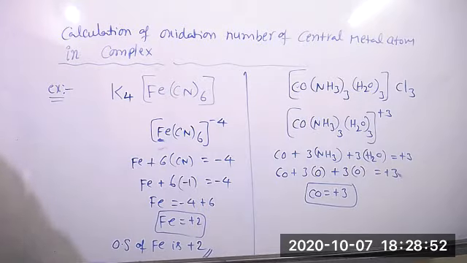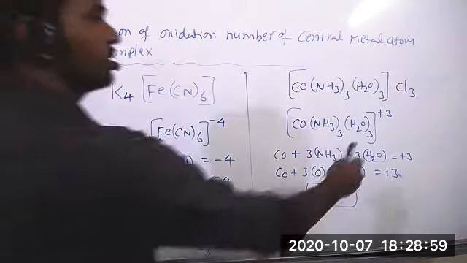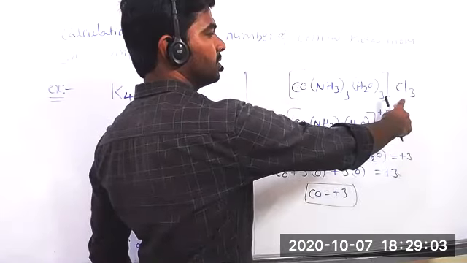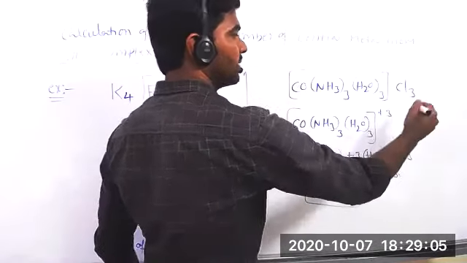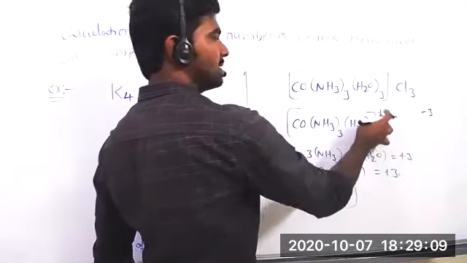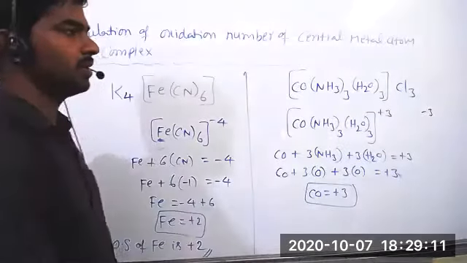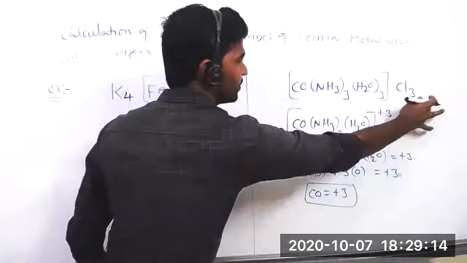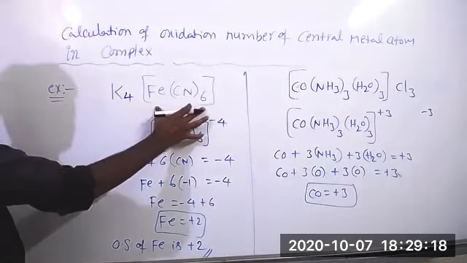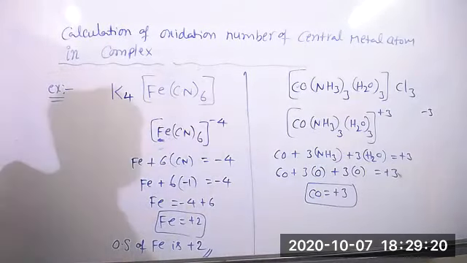Sir, shouldn't the charge be -3? Why did you write +3? Chlorine is a negative ion, right? We have 3 chlorine atoms, so overall this negative part is -3. To counterbalance that, we write +3 here. Now this is the positive zone and this is the negative zone. That's what I wrote here. In this complex, potassium is the positive part and the complex is the negative part, that's why I wrote -4 here.